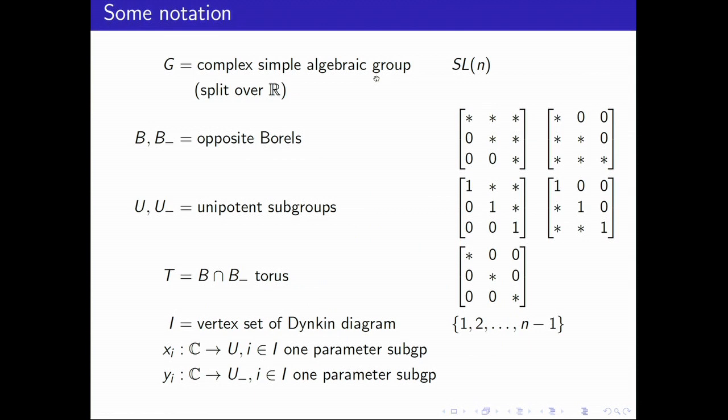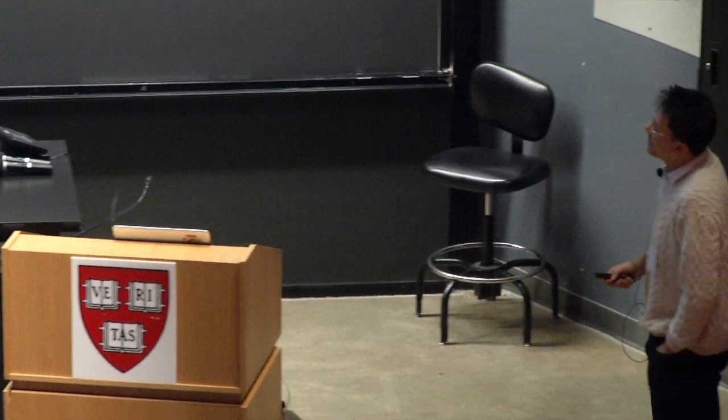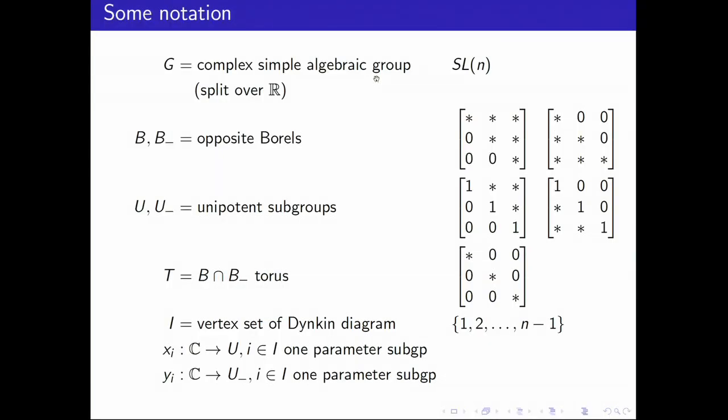So I'm going to introduce some notation, which will be in place for most of the talk. I'm going to let G be a complex, simple algebraic group, connected. Let B and B minus be opposite Borels, U and U minus be their unipotent subgroups, T to be the torus, and I to be the vertex set of the Dynkin diagram. If this notation is not familiar, you can just think about the type A case, which is the case G equals SLN.